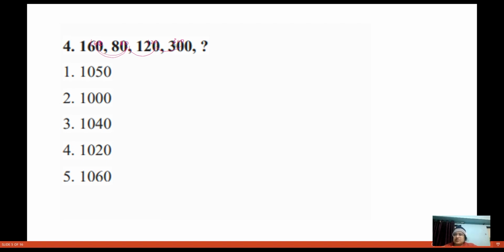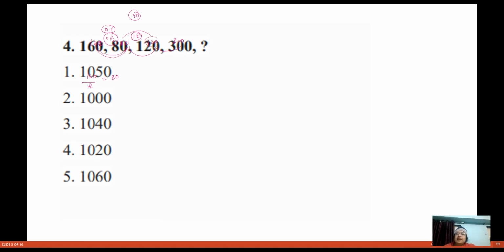Because here we are seeing something is getting multiplied only. So this is half of this. 160, half of 160 is 80. Then when you go from 80 to 120, what are you getting? This is 40 plus 40. So that means this is 1.5 times of this. This was 0.5 times of this, this is 1.5 times of this.